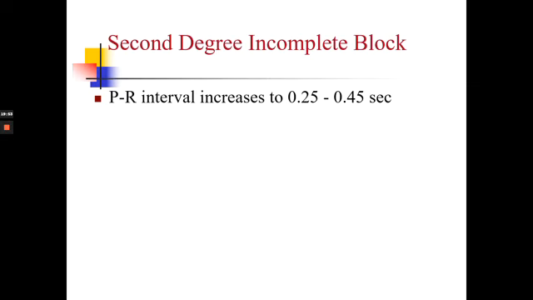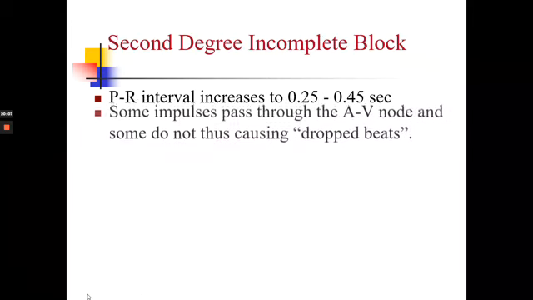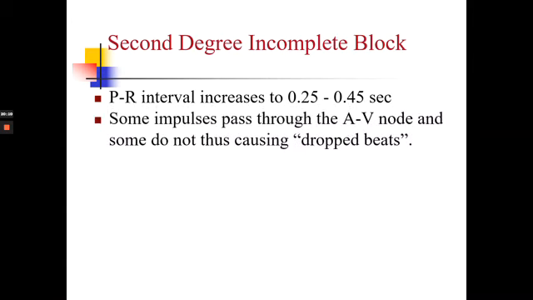But there is a regularity, that this irregularity repeats itself. So this kind of irregularity is called regular irregularity. So this is the second degree heart block. In the second degree heart block, some impulses pass through the AV node and some do not pass. The ones that pass through the AV node will have QRS. The ones that don't pass, you feel that there are dropped beats. Sometimes the patient feels it as palpitation.